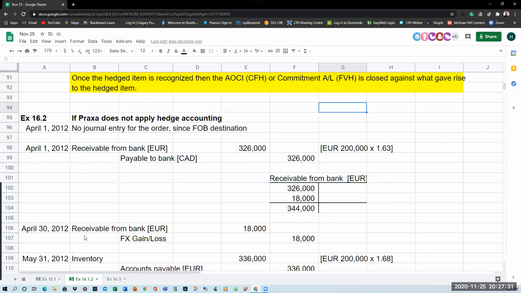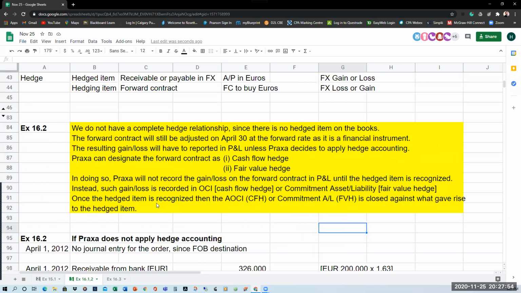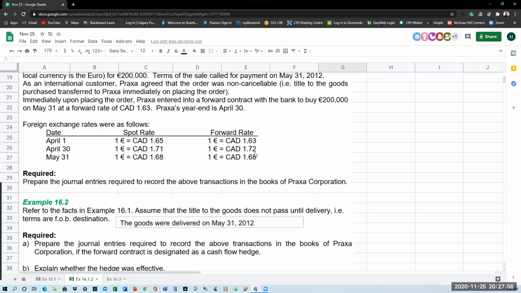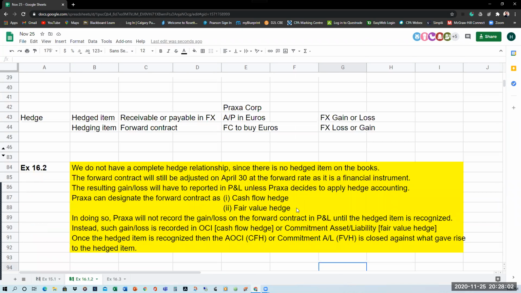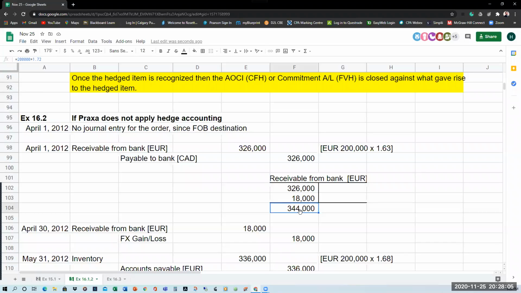April 30th, whether you like it or not, because the forward contract is a financial instrument, you have to make sure that you report the forward contract at fair value. And the fair value for the forward contract is dependent on the forward rate on April 30th. And the forward rate on April 30th is 1.72, which means the receivable from the bank is 344,000 compared to the original 326,000. Means it's gone up by 18,000.